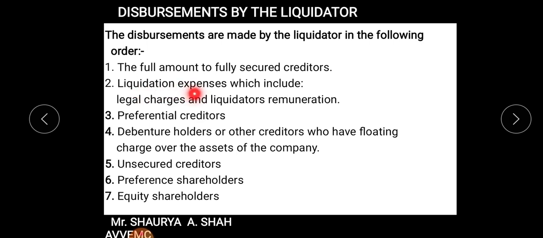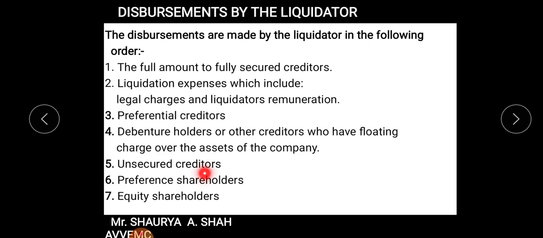After fully secured creditors you always pay liquidation expenses. Now it will be very clear to you because we have solved lots of sums for this. Then liquidation expenses, this also includes your legal charges and liquidators remuneration, right? So first in the sequence comes secured creditors, second is your legal charges and remuneration, third is your preferential creditors, fourth is your debenture holders or other creditors who have a floating charge over the assets, right? So debenture holders, along with that we also pay outstanding interest and additional interest.